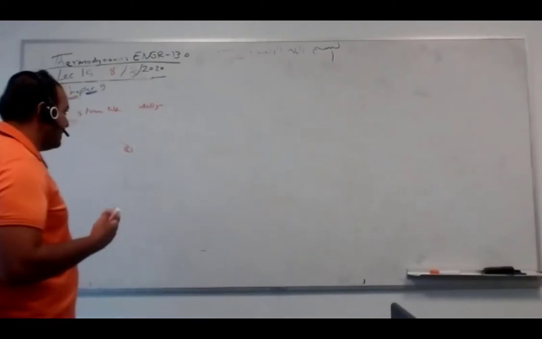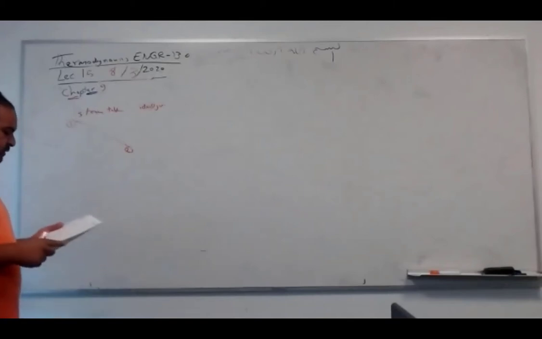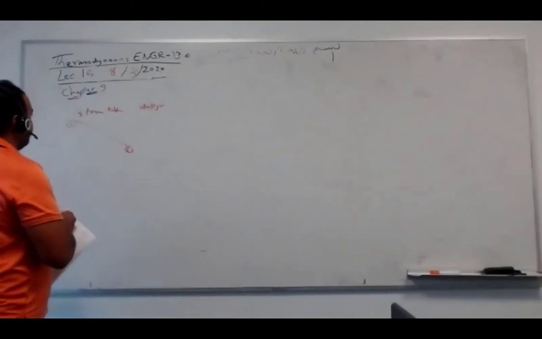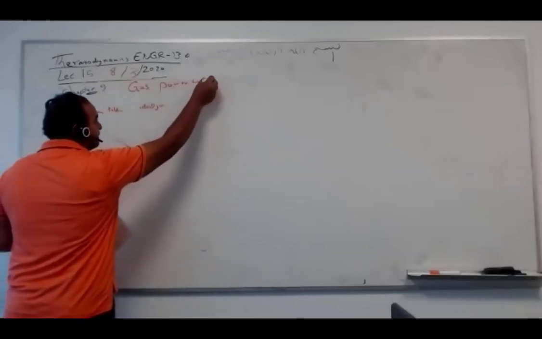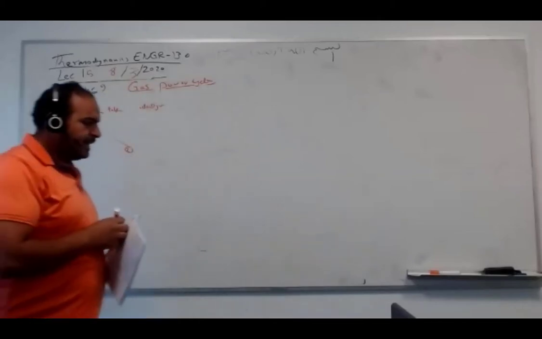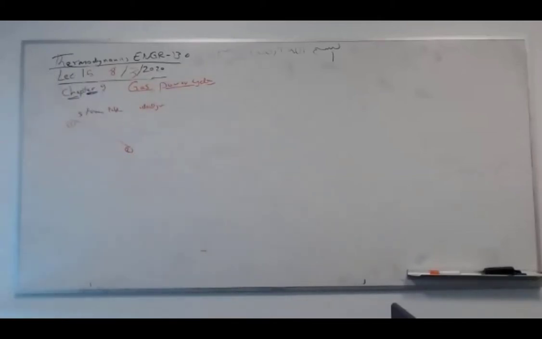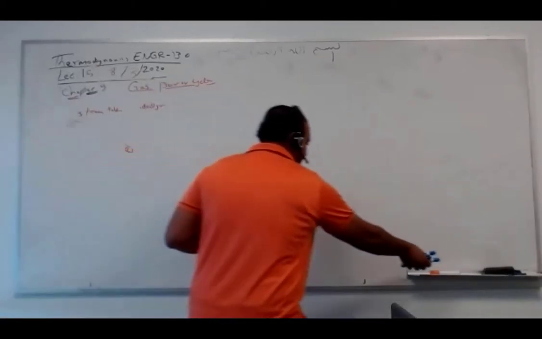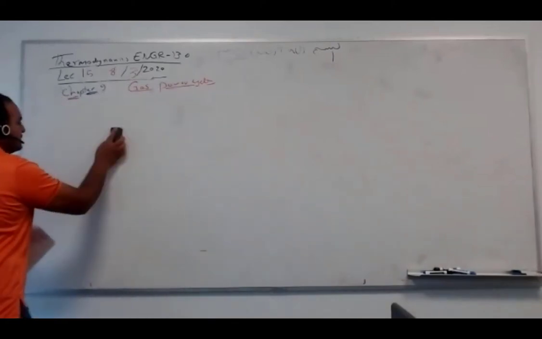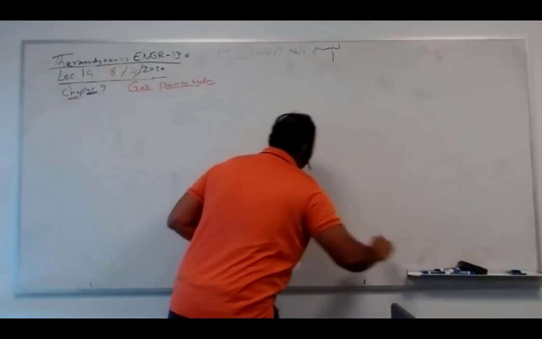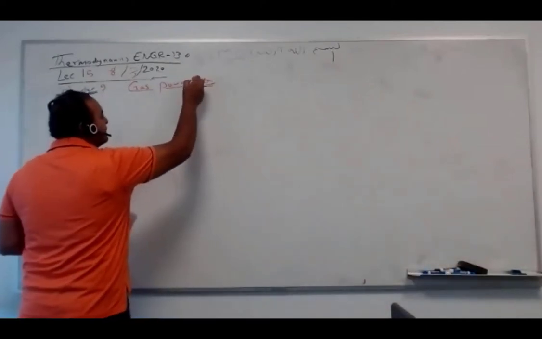Today we're gonna talk about cycles, about Otto cycle, diesel cycle, Brayton cycle, Rankine cycle. There are a lot of cycles in our class we're gonna cover. Let's see the first one, which is the gas power cycle. This chapter is gas power cycle. What is gas power cycle? Here we're gonna set a lot of processes that make a cycle, and we're gonna discuss cycles.